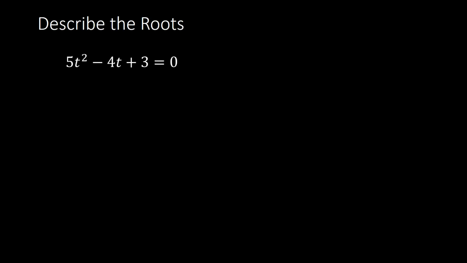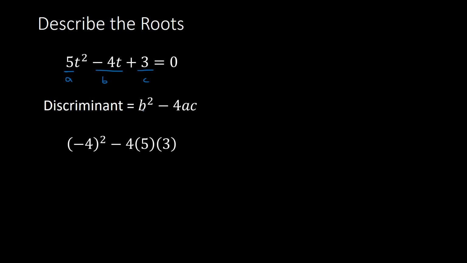Here's one last example. We're given 5t squared minus 4t plus 3 equals 0, and we're told to describe the roots. So first thing is we need to find the discriminant. The discriminant is found by plugging in a, b, and c into this part of the quadratic formula. So a would be 5, b would be negative 4, and c would be 3. So plug those in. Instead of b squared, we have negative 4 squared. Instead of 4 times a times c, we have 4 times 5 times 3.